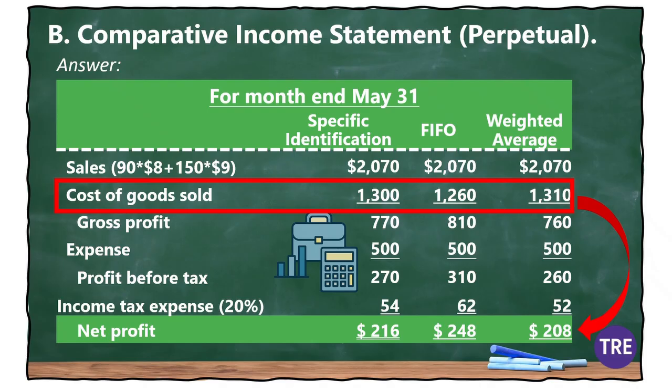Why? Because purchase costs are rising from $5 to $6 to $7. FIFO sells the cheaper units first, lowering COGS and boosting profit. Weighted average smooths out the change, landing in the middle. If we used LIFO, profits would drop further since newer, more expensive units are sold first. So, the method you choose doesn't just count inventory, it controls how profit and performance are shown.